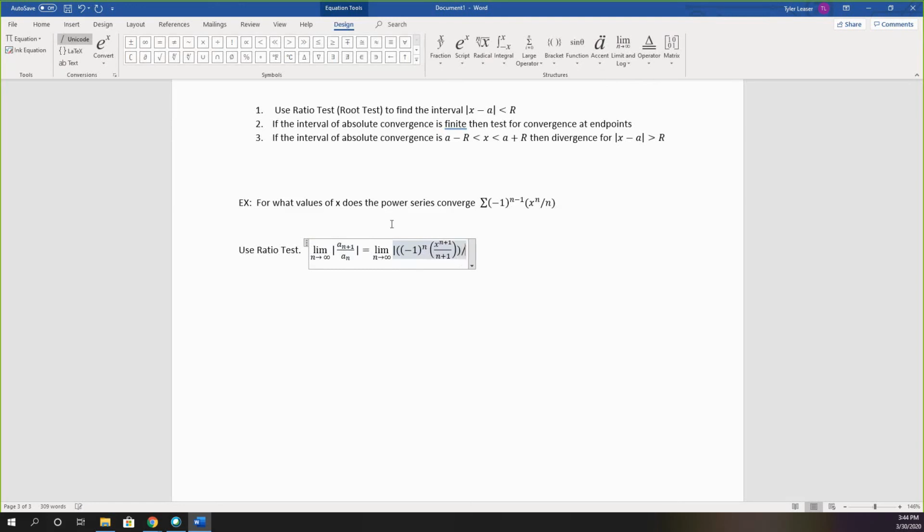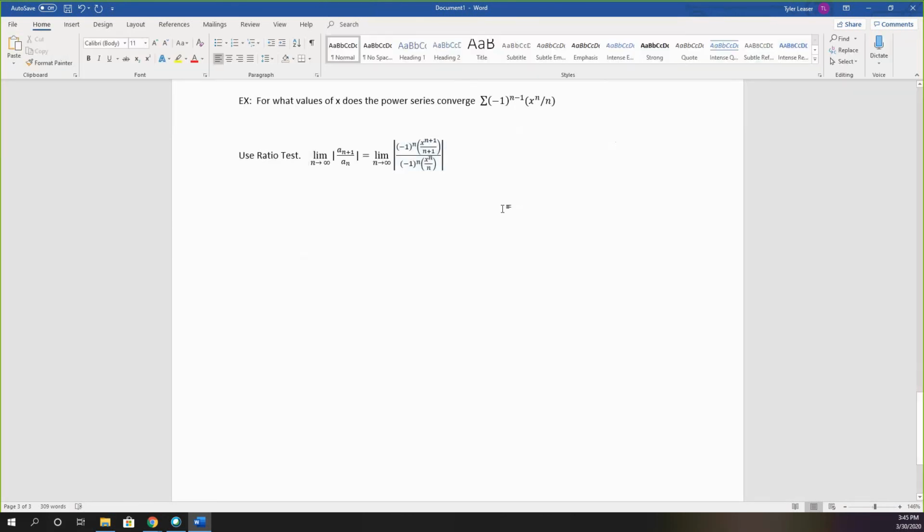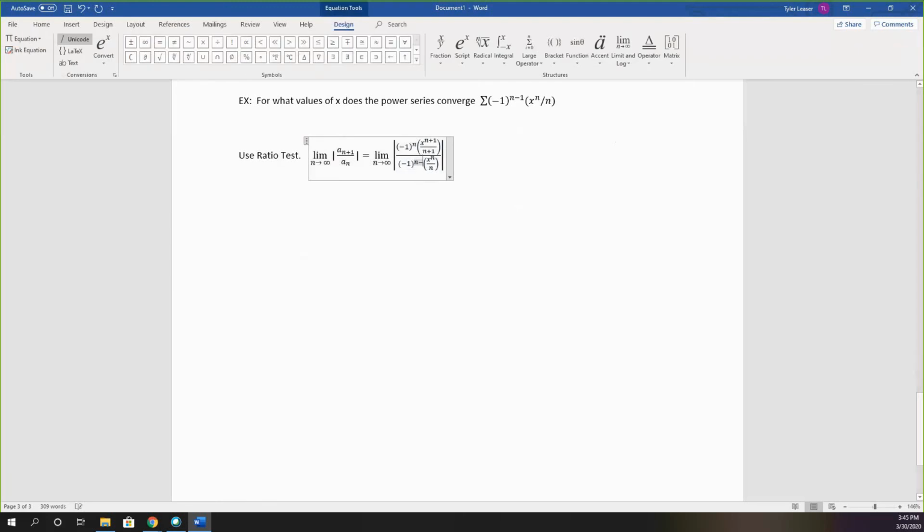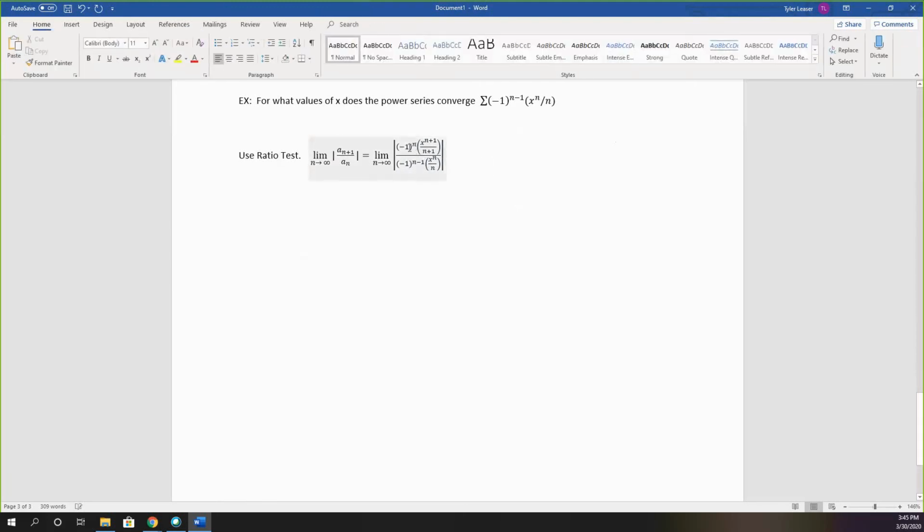Okay. And now that's going to be divided by the nth term, which is just -1 to the n, and then that x to the n divided by n. There you go, looks nice. Oh sorry, this should have been a -1 power here. The -1 to the n and the -1 to the n minus 1, they aren't going to do anything because of the absolute value. So we can just drop those.